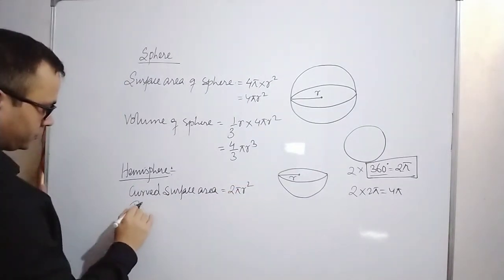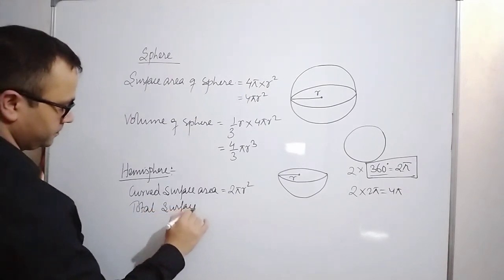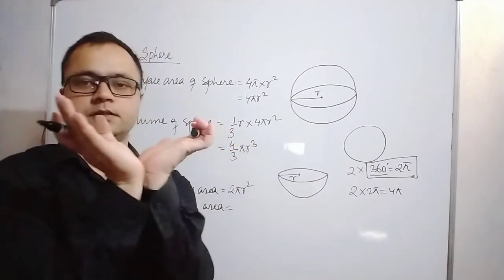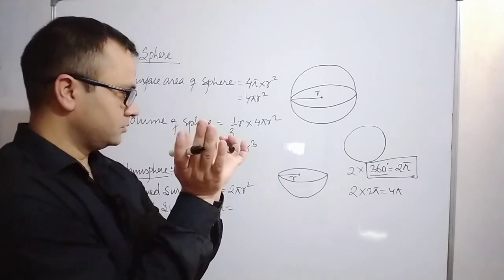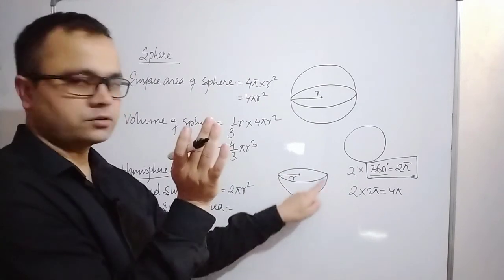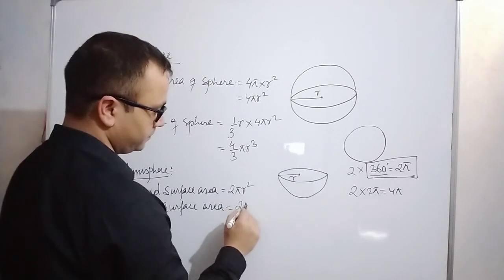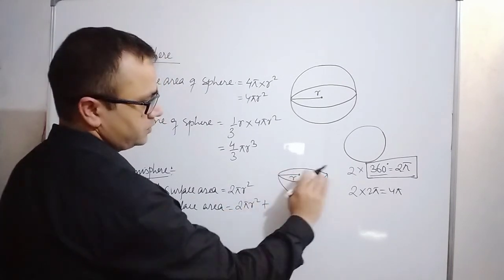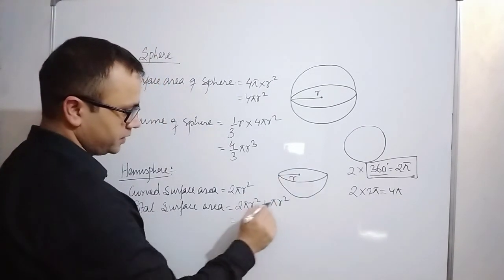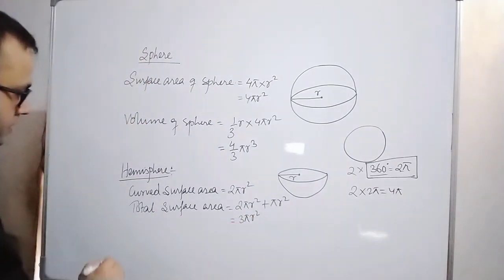Now again we have to calculate the total surface area. Now this part is curved surface. So this part plus this part will give the total surface area of hemisphere. So this part is 2 pi r square plus, now this flat surface is pi r square because it is in the shape of circle. So 2 pi r square plus pi r square is 3 pi r square. Now it is the total surface area of hemisphere.